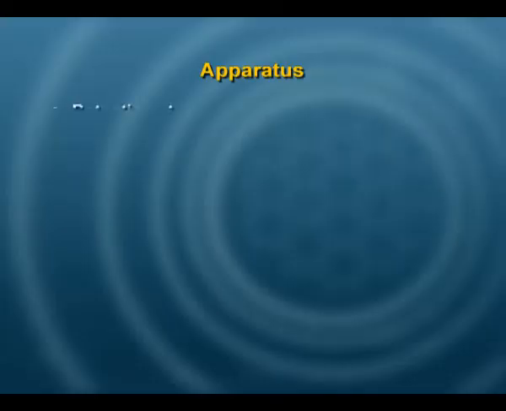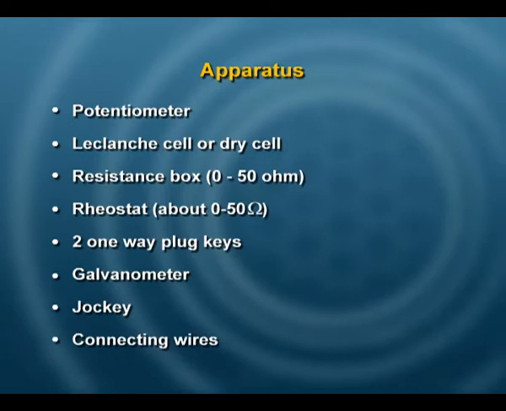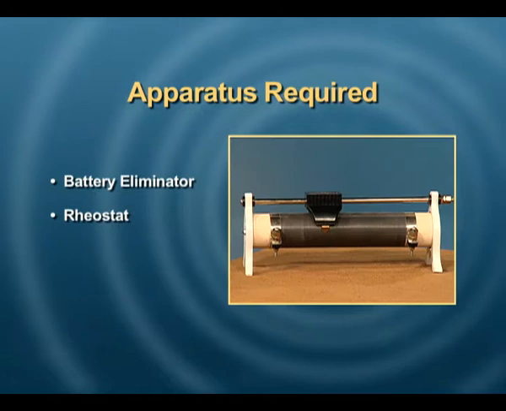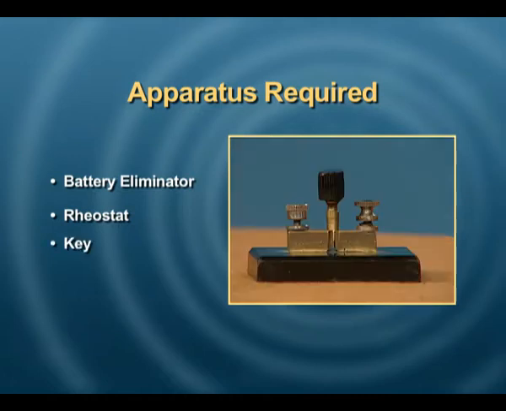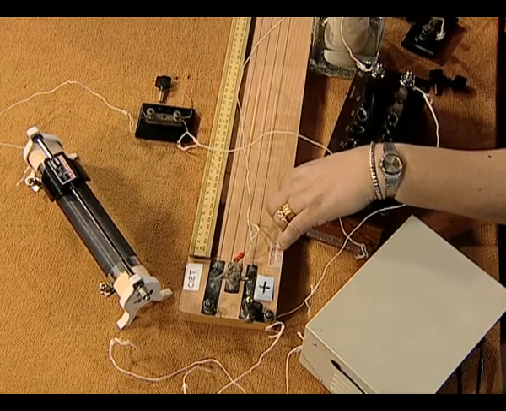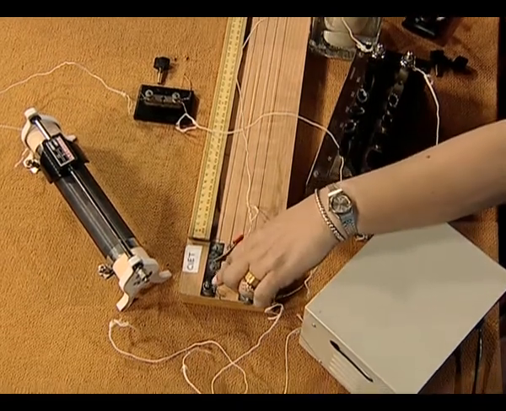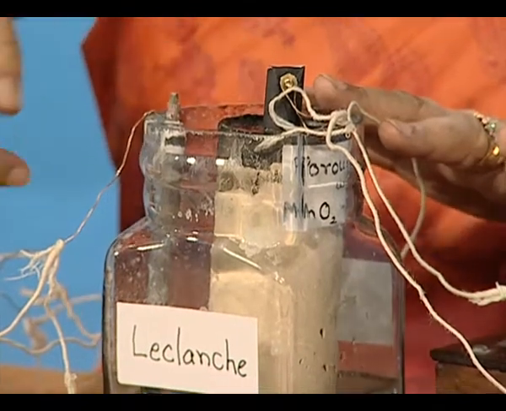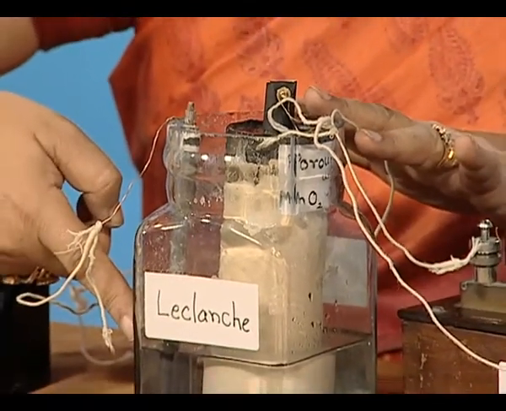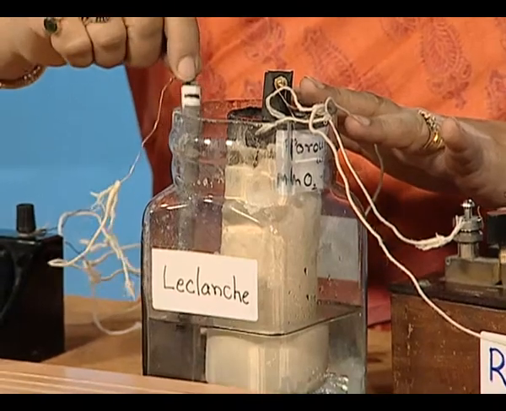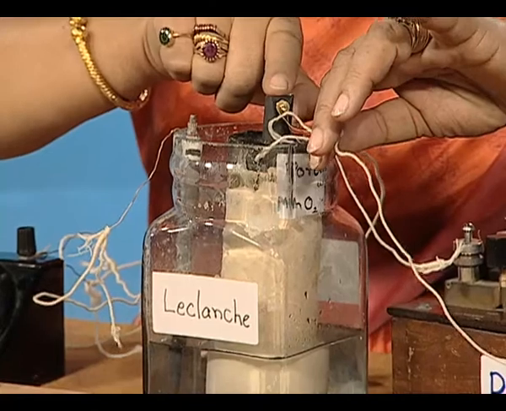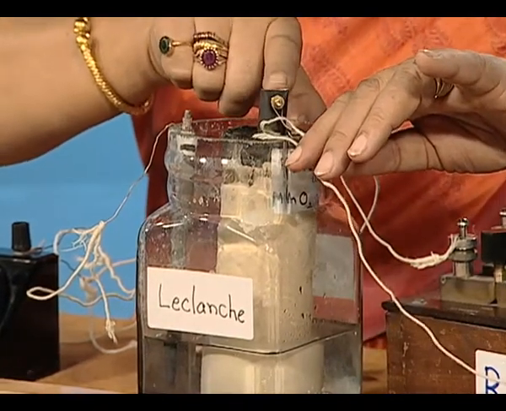So, in order to do this experiment, let us see the apparatus we need. We require a battery eliminator, a rheostat, a key to allow the current to flow through this and thereby set a potential difference across here. This is our Leclanche cell. You can see the electrolyte, ammonium chloride in it, the zinc rod forming the negative terminal, and the carbon rod at the center forming the positive.